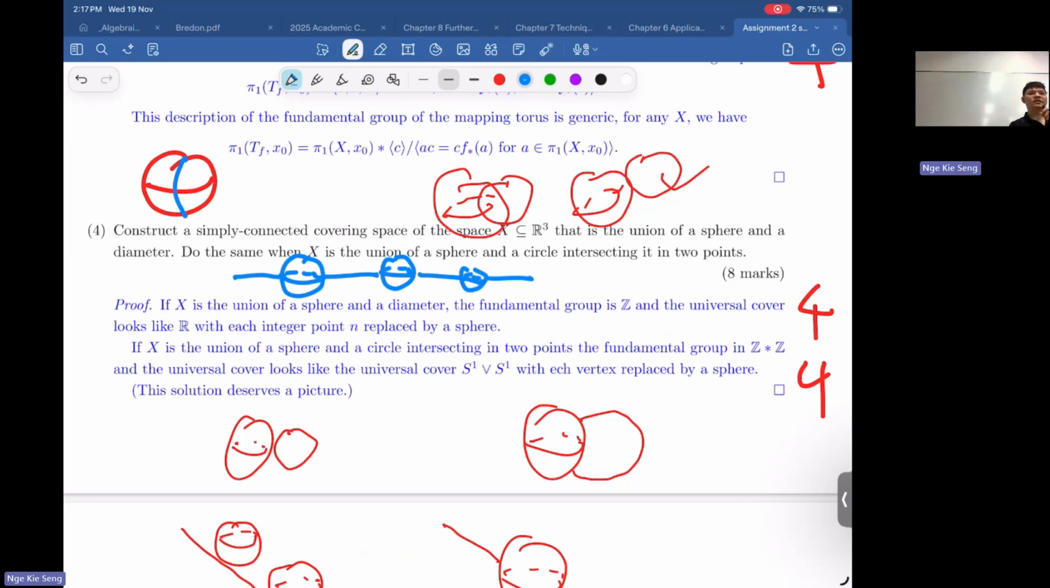Make sense? Okay. And then the next one is union of the sphere intersecting it in 2 points. Do you have problem understanding this question or not? How is it a sphere with a circle intersecting in 2 points? Okay, maybe you can draw like number 1. Okay, anyone thought of number 2 or maybe thought of number 3?